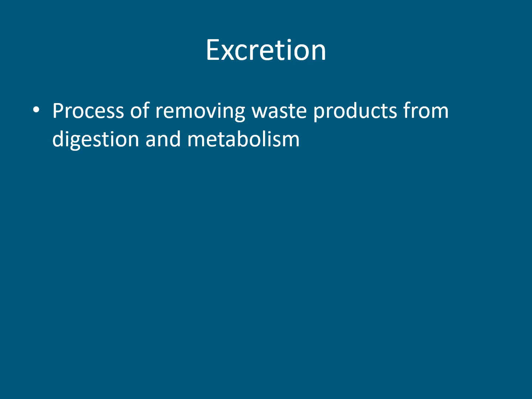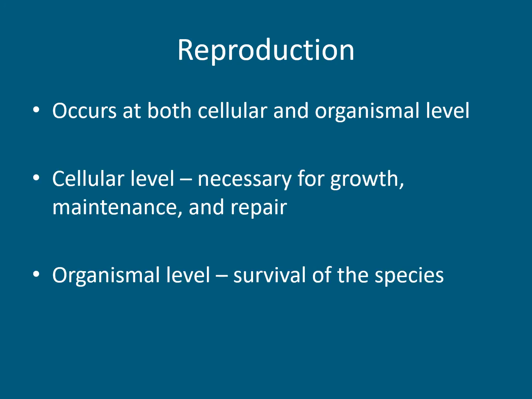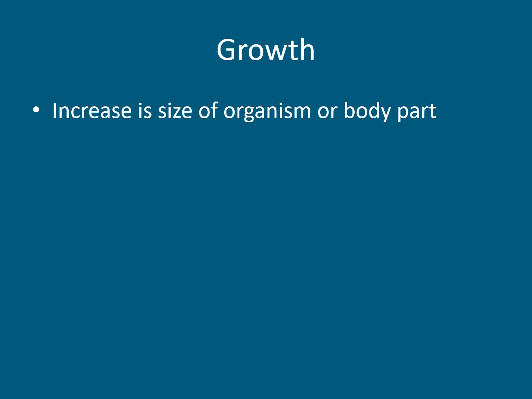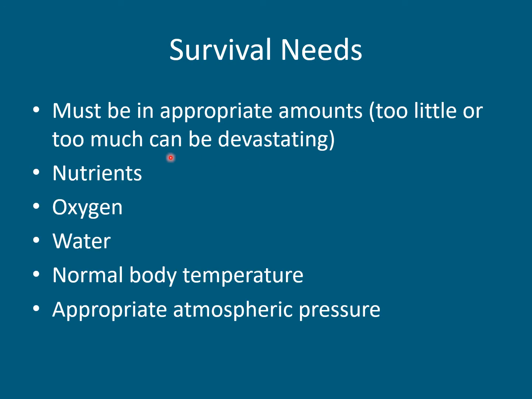Excretion is the process of removing waste products that have formed via digestion and metabolism. And then reproduction, this occurs at both, once again, the cellular and organismal level. At the cellular level, you're talking about having one cell going through the process of cell division, forming two new cells. This is necessary for growth. It's necessary for repair of damaged tissues and maintaining the body. And then the organismal level is for survival of the species. Growth just talks about the increase in size of an organism or a body part.